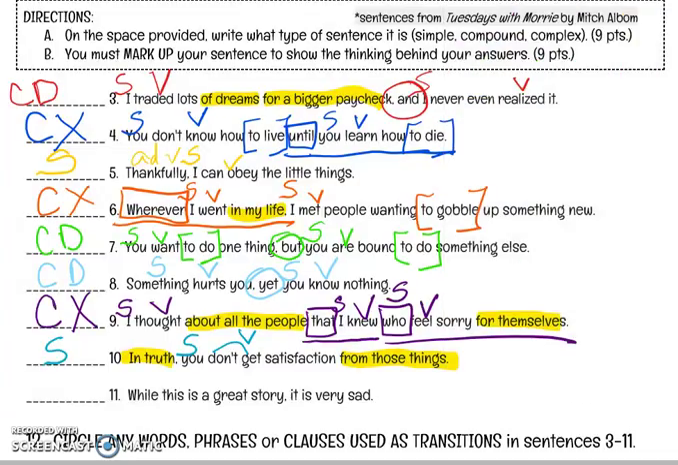And the last one, while this is a great story, it is very sad. Looking for a comma fanboy, I don't see one. No prepositional phrases, no infinitives. So I would look to see, is there a subordinating conjunction? And there is. While. While what? While this is a great story. What's the subject? This. This is. And my independent clause, it is very sad. It is the subject. Is the verb. So that's a complex sentence.